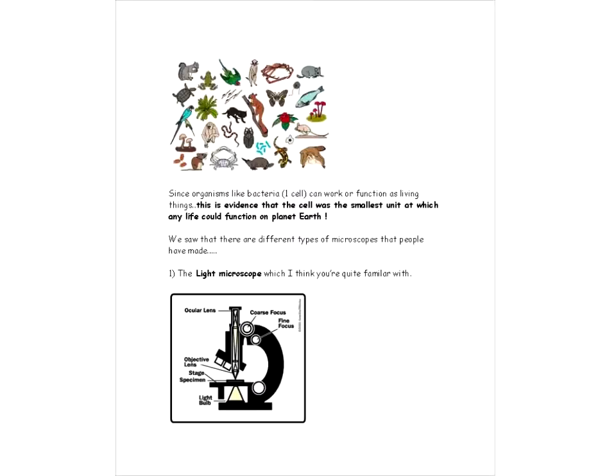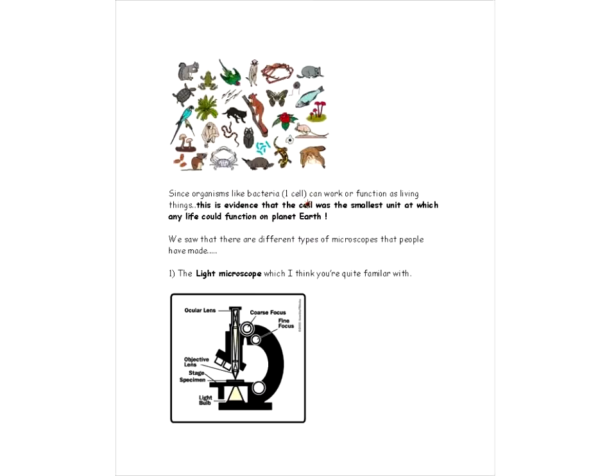Since organisms such as a bacteria have one cell, and they can function as living things, that was evidence that the cell was the smallest unit at which any life on Earth could function. Because the bacteria was one cell, and we knew it was living, that told us that the cell was the smallest unit.